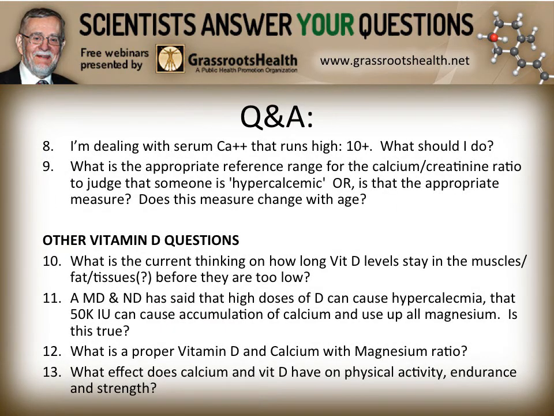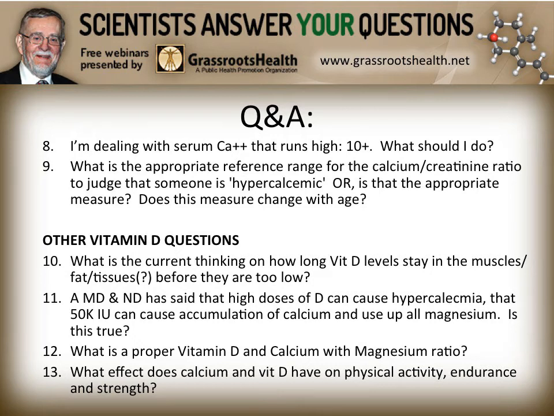Question 8 is, I'm dealing with serum calcium that runs high, 10 plus. Well, what should I do? And again, we can't practice medicine over the telephone this way, but it could be simply that you're one of the people on the upper end of the Gaussian distribution, the normal curve, and that your calcium is normally 10.2 or 10.3, and that's perfectly fine for you.